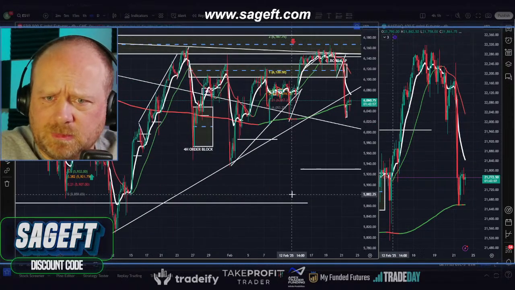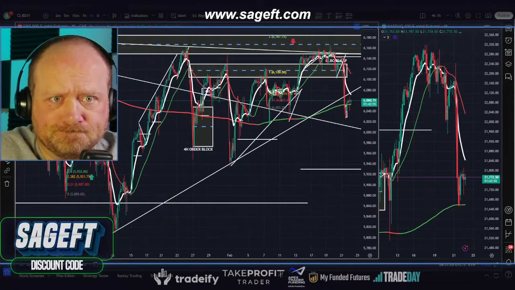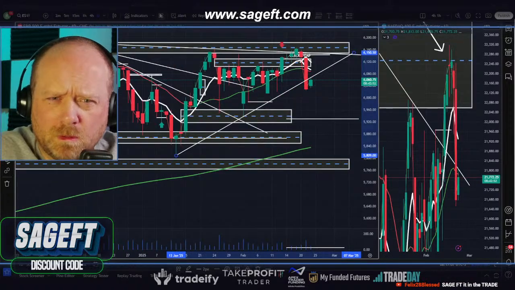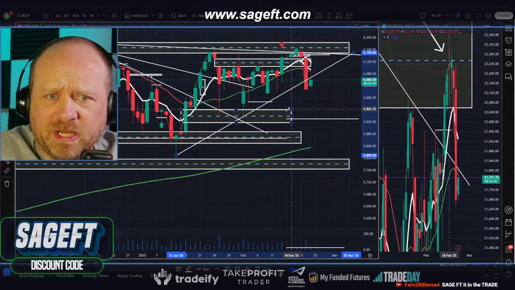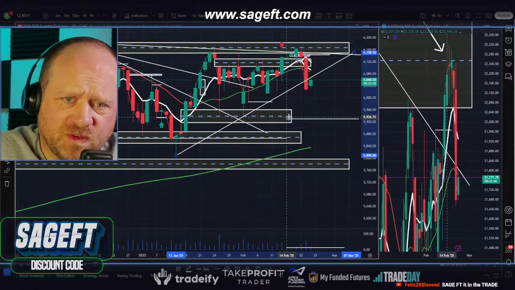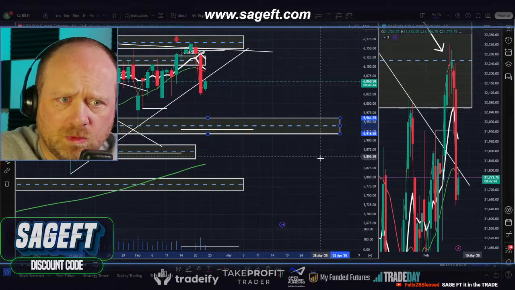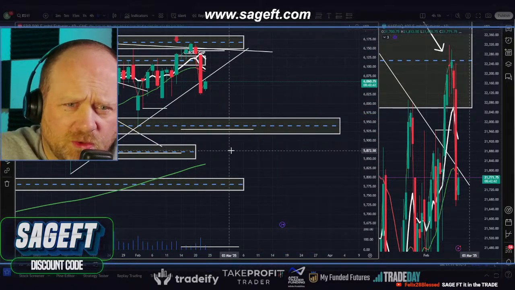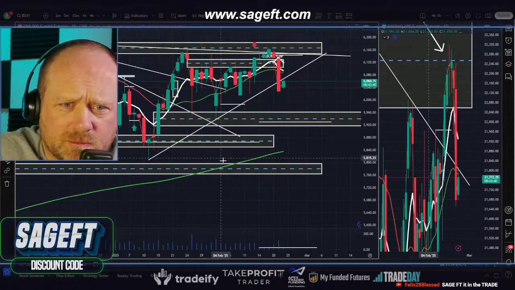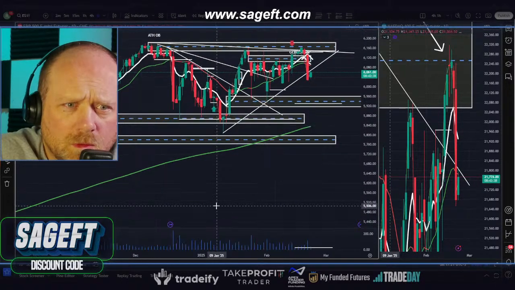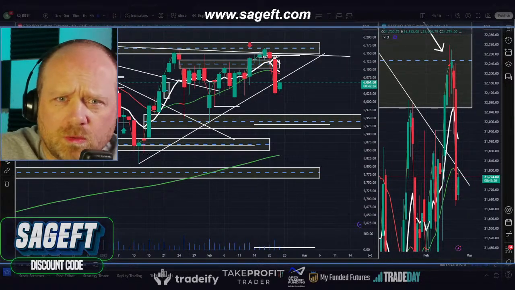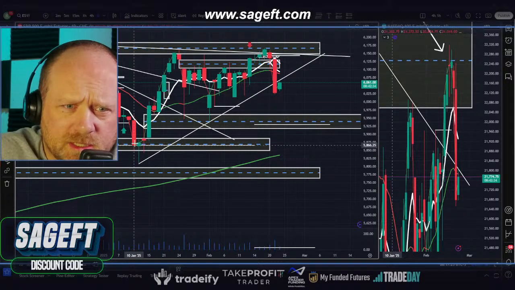Well, I guess if they break it, either we go down to this fair value gap right here or we don't. Either we run into that order block or we don't. And what I'll do is, the order block is right here.